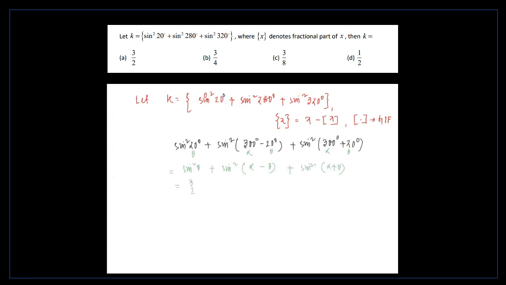Now, k is basically the fractional part of 3 by 2. Here it is defined; in the question, it may not be defined. So, what is the answer? 3 by 2 minus box of 3 by 2. So, that is how the value of k is found.